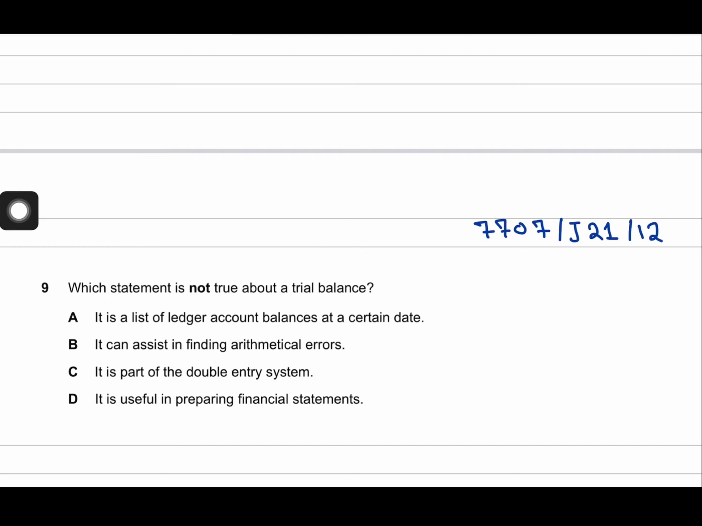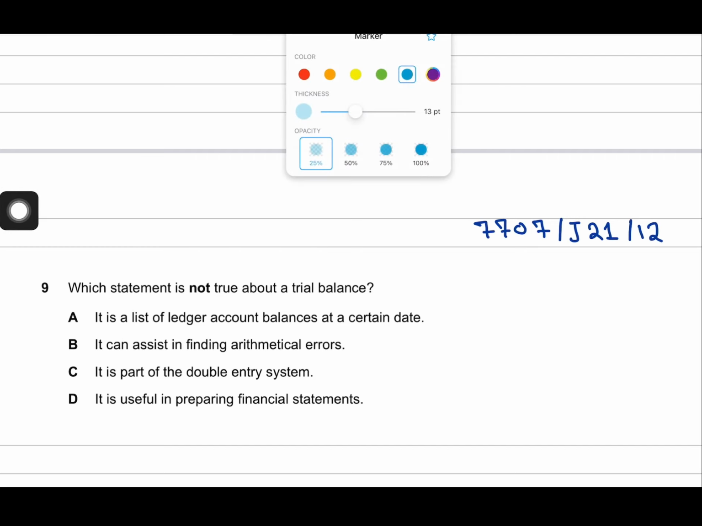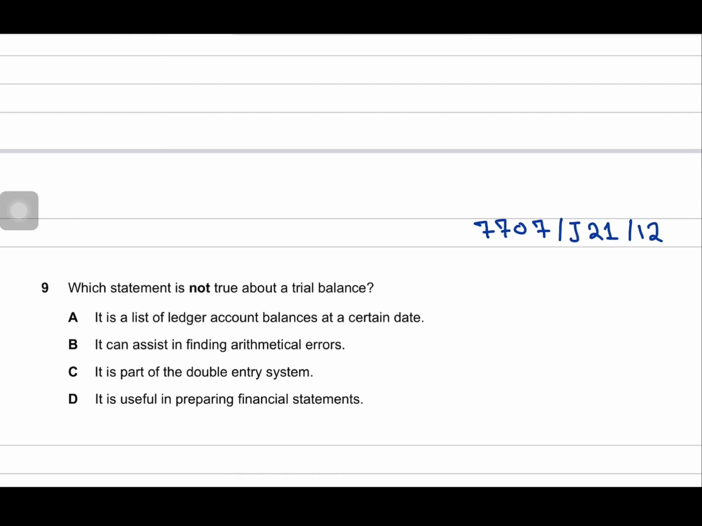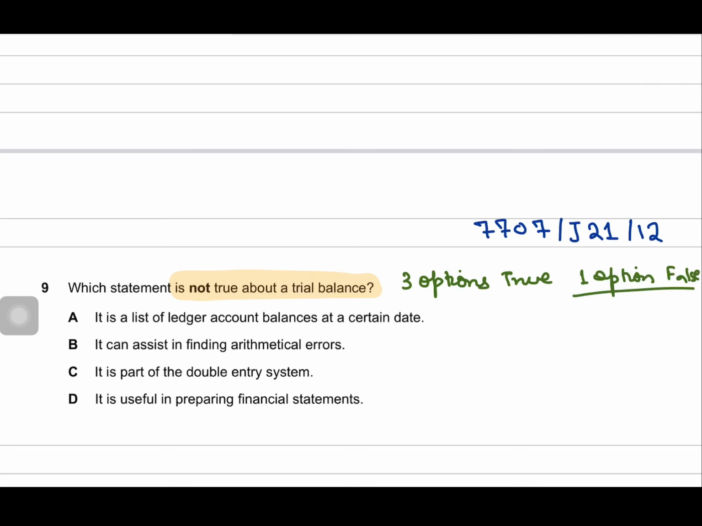Question number is 9. So this is related to the trial balance. You remember we studied about the trial balance in the first video, what its format is and what it is used for, what the benefits of preparing a trial balance are. So the question is, which statement is not true about a trial balance? This means that three options will be true, and one option will be false, so we have to identify the option which is not correct.